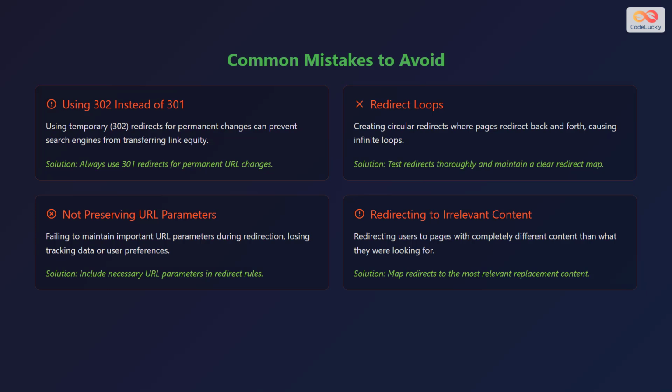Third, not preserving URL parameters. Failing to maintain important URL parameters during redirection, losing tracking data or user preferences. Include necessary URL parameters in redirect rules. Fourth, redirecting to irrelevant content, that is, redirecting users to pages with completely different content than what they were looking for. Map redirects to the most relevant replacement content.